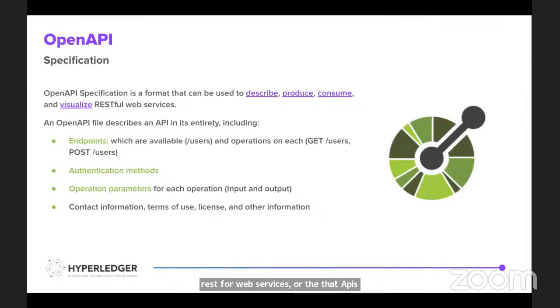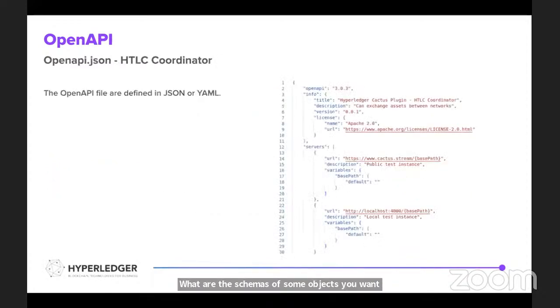The specification defines what endpoints are available: GET endpoints, POST endpoints, DELETE, etc. What are the different authentication methods? What are its parameters? What are the schemas of some objects you want to define? And we utilize this OpenAPI technology to generate, between quotes, for free, clients for the different packages.